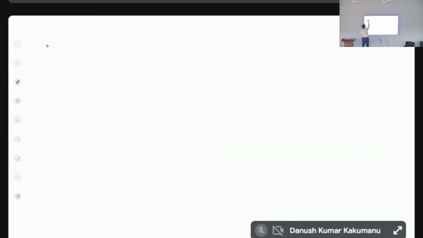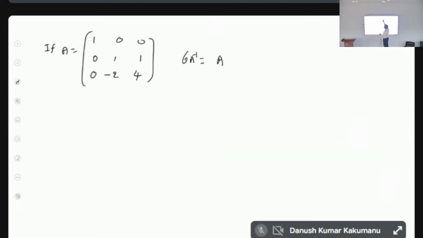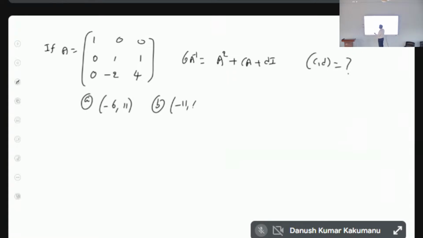Next. If A is equal to the matrix 1 0 0, 0 1 1, 0 minus 2 4, then 6A inverse is equal to A square plus CA plus DI. What are the C and D values? Option A, minus 6 comma 11. Option B, minus 11 comma 6. Option C, 11 comma 6. Option D, 6 comma 11. What is your correct answer?